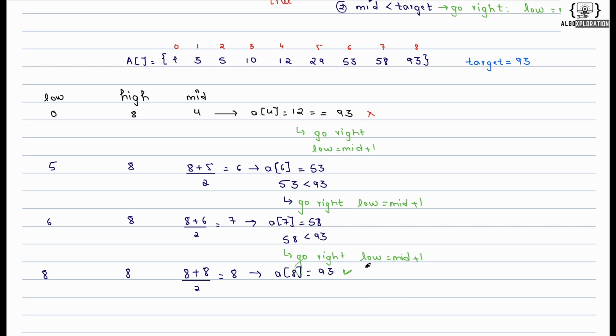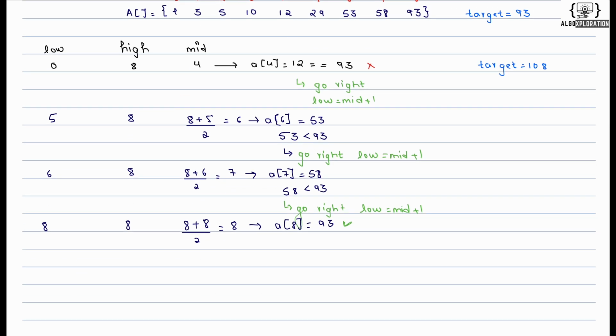Okay. Now let's try to take one more example. Let's imagine that the target is 108, not 93. Till this point, we are on the right path. We will be comparing 93 and 108. We found out 93 is lesser than 108. So it means that we need to go right again.